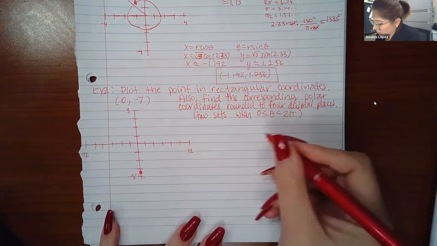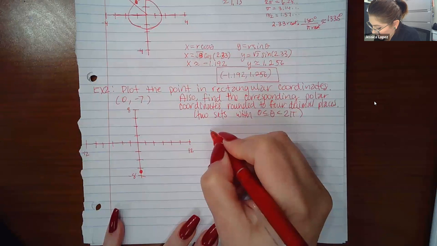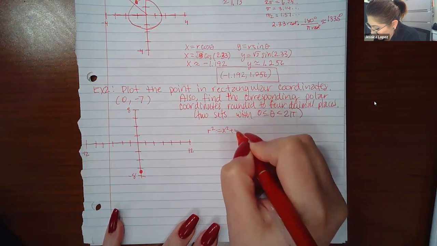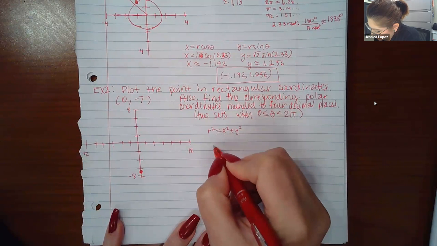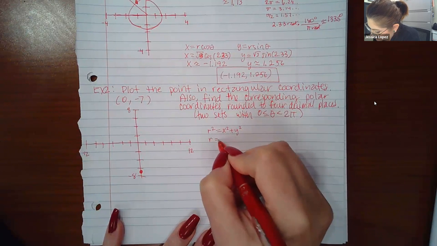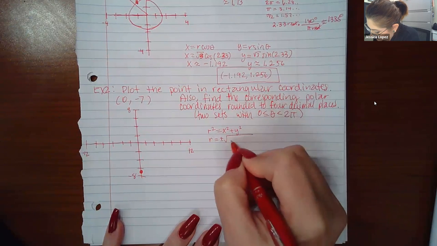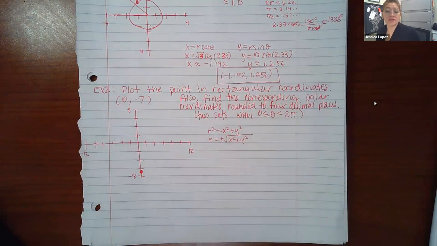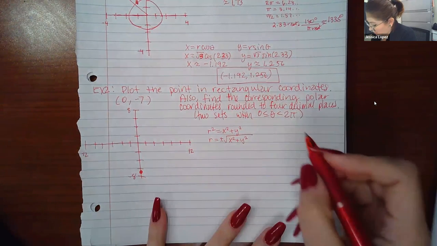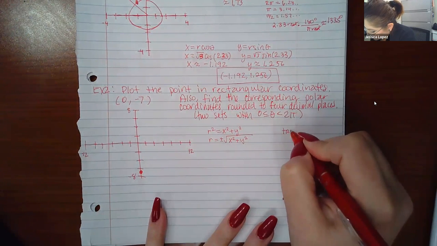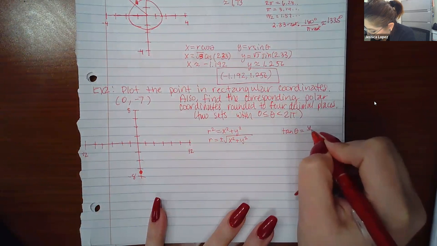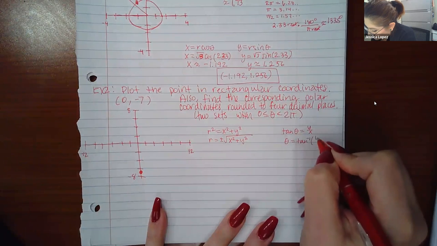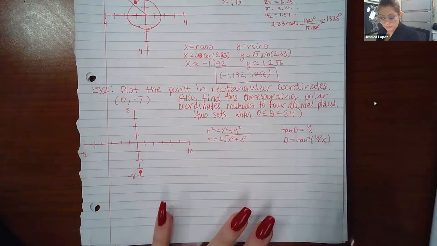And if we're trying to figure out r and theta, we know that r squared equals x squared plus y squared. So r will equal plus or minus the square root of x squared plus y squared, because we're taking the square root of both sides. And we also know that the tangent of theta equals y over x. So that means theta would equal tan inverse of y over x, okay?